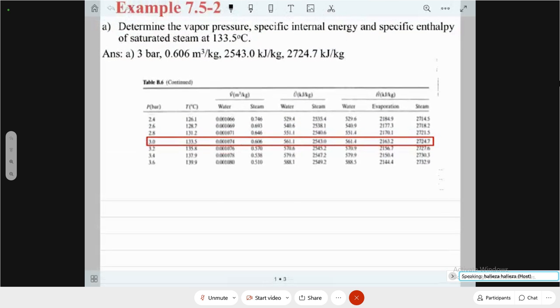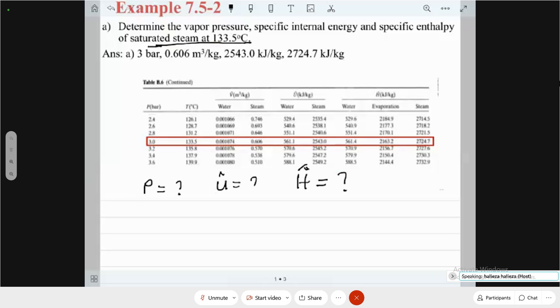So in this example, you need to find the vapor pressure, the specific internal energy, and the specific enthalpy of saturated steam. You're looking at steam at a temperature of 133.5. You are looking at saturated steam at 133.5. Let me write down what we need. We need to find the vapor pressure, the specific internal energy, and the specific enthalpy.